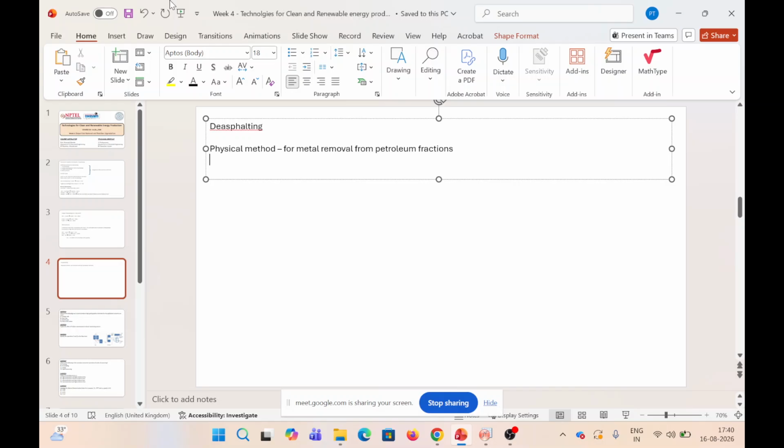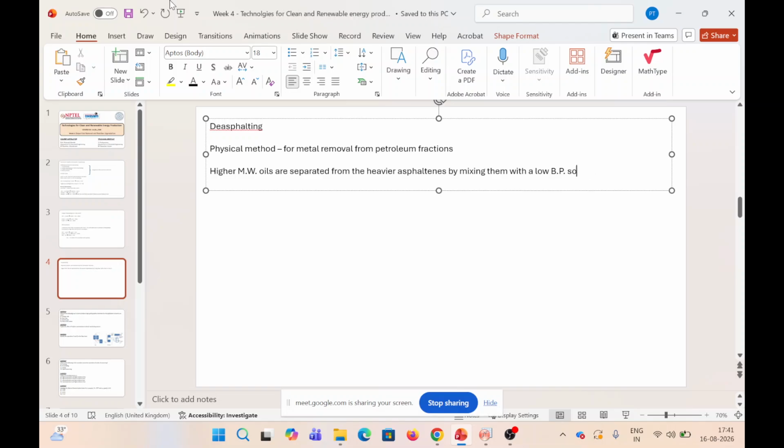So it's a physical method for removal of metals from the petroleum products. What this process is, is that the higher molecular weight oils are separated from the heavier asphaltenes by mixing them with a low BP solvent. Low BP in the sense low boiling point, such as propane, butane, etc.